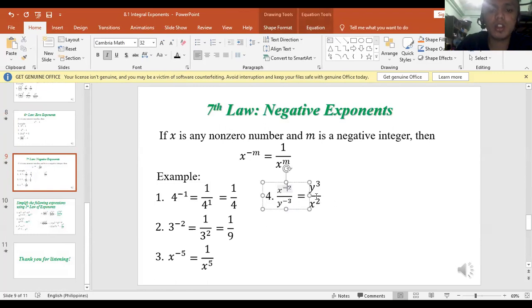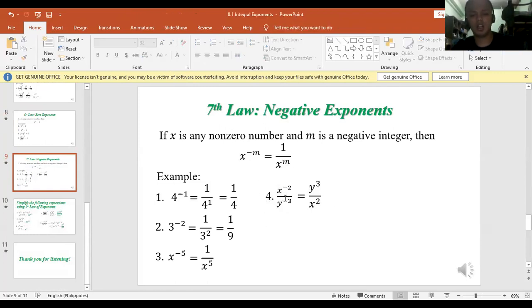Okay, this one, no? We have here x raised to negative 2 over y raised to negative 3 is equal to... make these two expressions positive, no? Kunin mo lang yung reciprocal para maging positive na yung mga exponent. Binaliktad lang natin. Yung y naging numerator dito, then yung x na numerator naging denominator. Then make all the exponents positive.